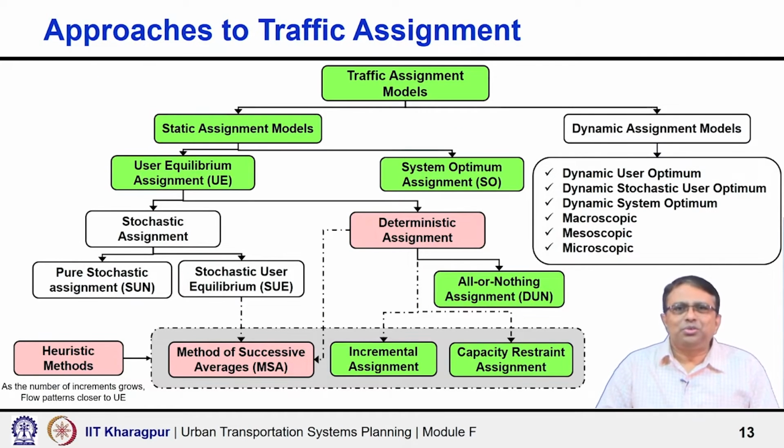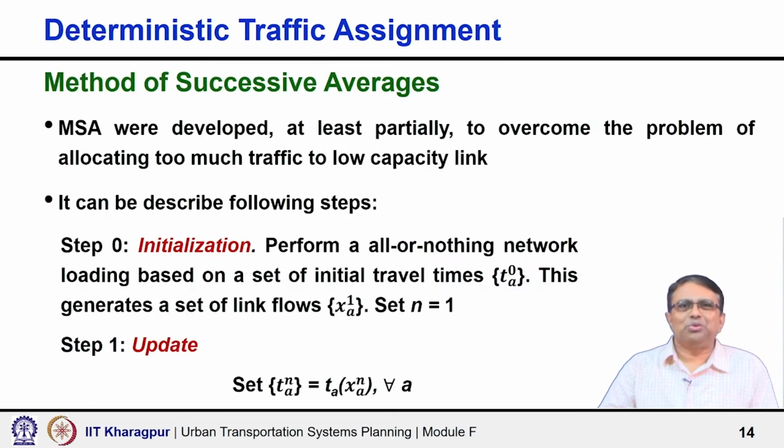So, I am happy that we are getting more and more boxes in green color. That means we are progressing, and those boxes we have already discussed. Now the next is the method of successive averages. This is also one of the heuristic methods like incremental assignment and capacity restraint assignment. It is heuristic, so we are trying to reach an approximate solution. Let us discuss the method of successive averages, and that will make the deterministic assignment part complete. The whole discussion will be over.